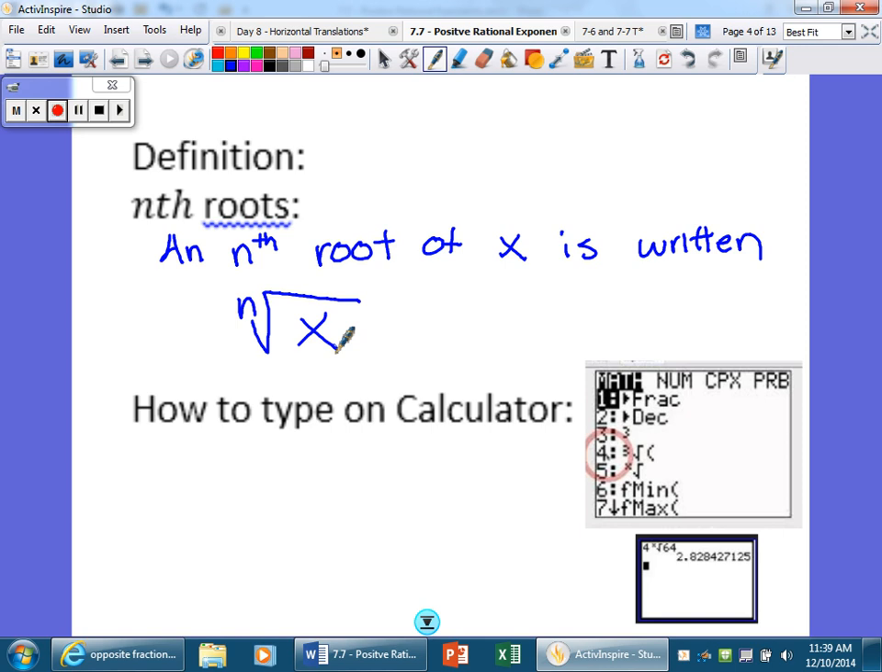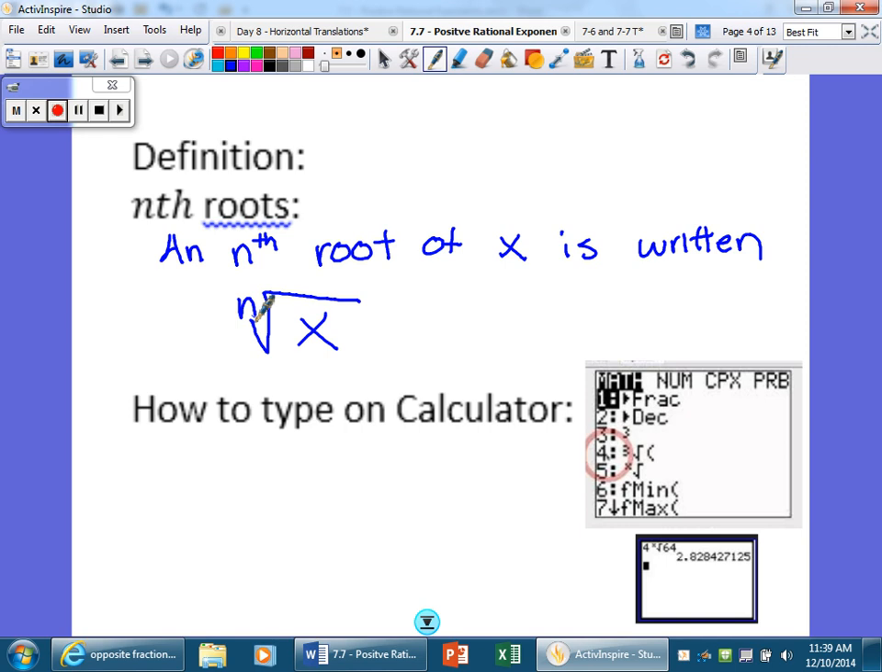Usually it's a 2, and usually there's no number there because 2 is kind of implied. And then we have the root symbol and then just the number. So sometimes the n might be a 3, a 4, a 5. Usually those are the highest numbers that we're going to do in this unit. So instead of just 2, we're going to put a 3 here, a 4, and a 5 here.